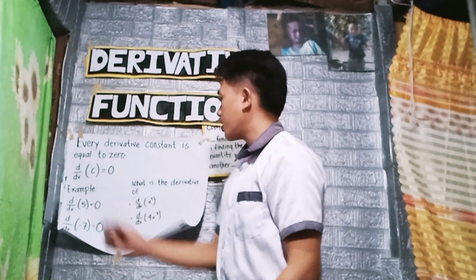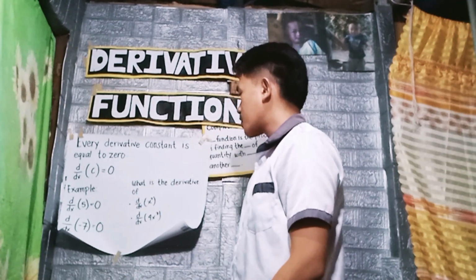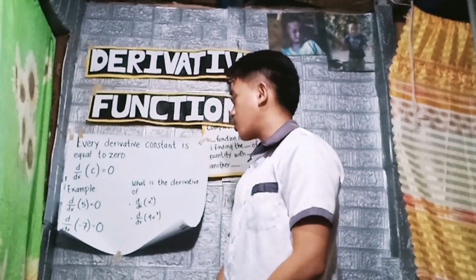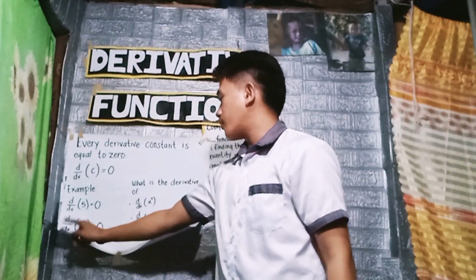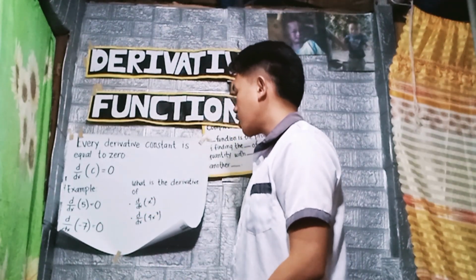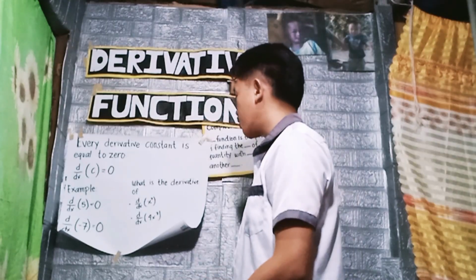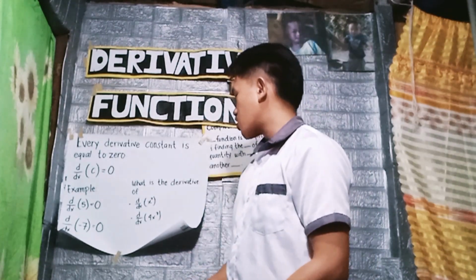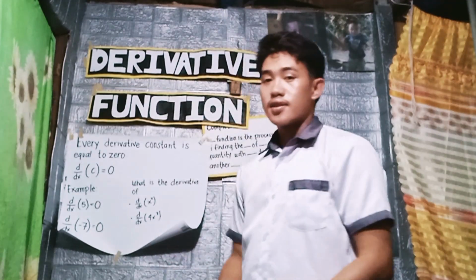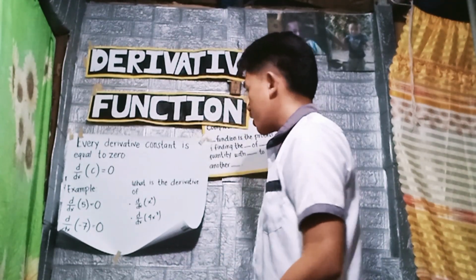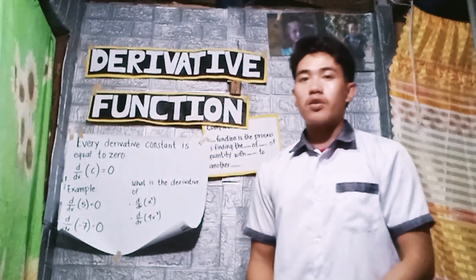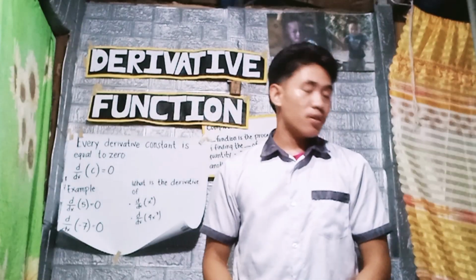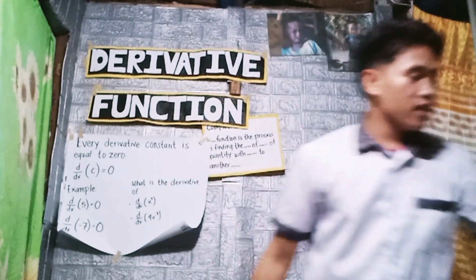So for example, d over dx of 5 equals 0, and d over dx of negative 7 equals 0. So what if the derivative is x squared and 4x to the raised power of 7? So there is something we call power rule and constant multiple rule. So what is power rule?